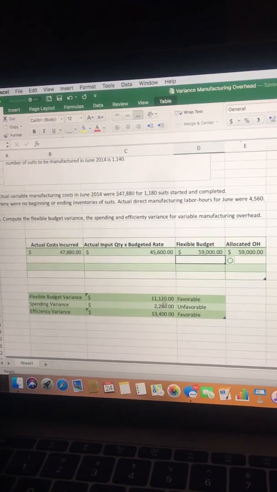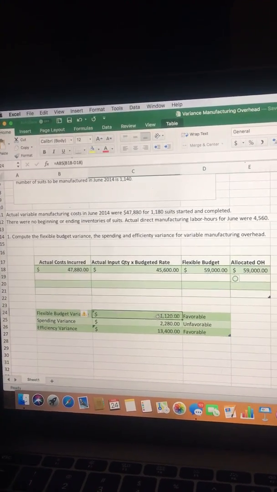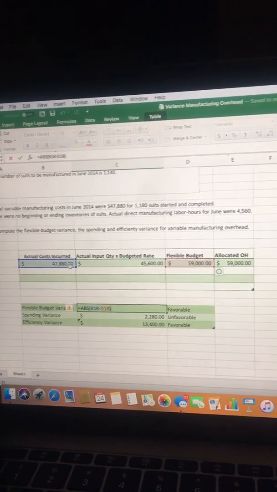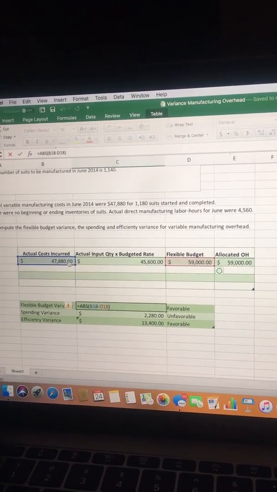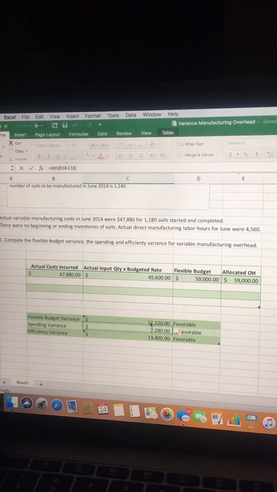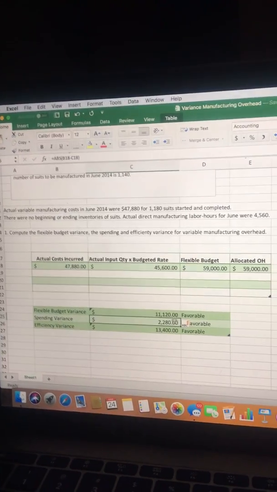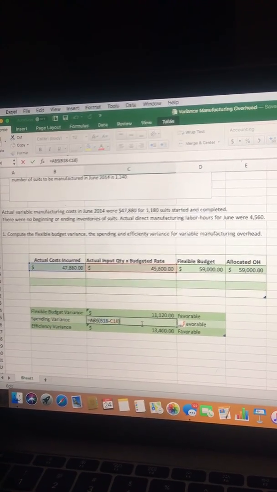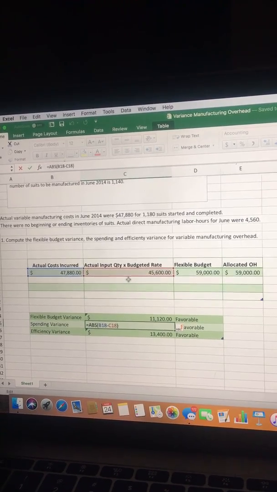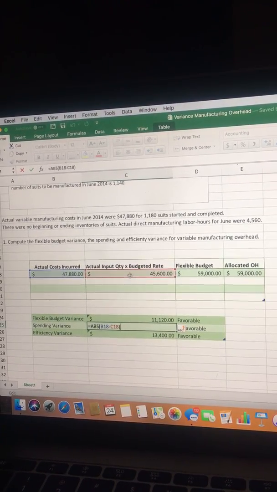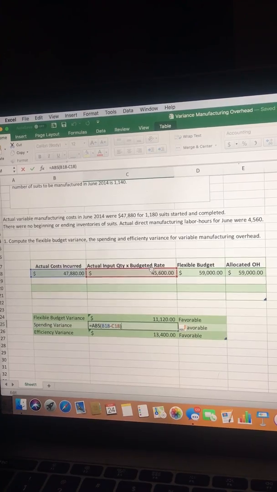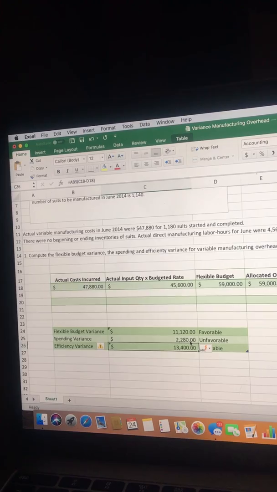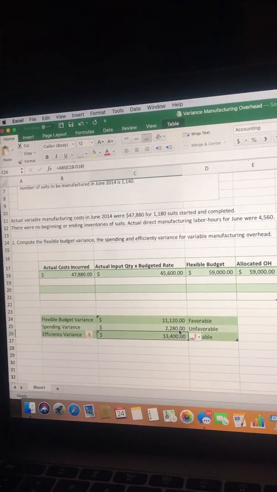Now, our flexible budgeted variance, as you can see, is going to simply just be the absolute value, which we learned in class, of the actual costs incurred with the flexible budget. Now, this is going to be favorable because we ended up spending less than we had budgeted. And for our spending variance, we simply just took our actual costs incurred by the actual input quantity times the budgeted rate. So, because we ended up spending more, that is going to be unfavorable.